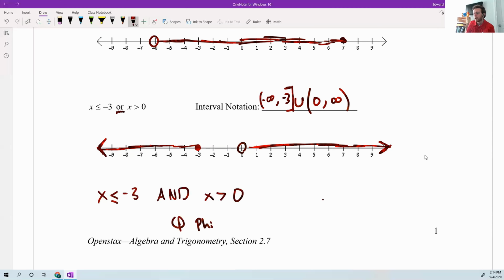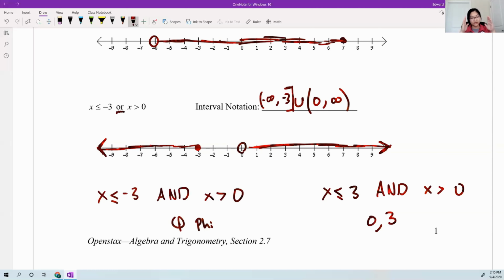How about this set? Just while we're at it, how about less than or equal to 3 and greater than 0? How do you feel about that? Well, I think that is entirely possible, because say 1 works: 1 is less than or equal to 3 and 1 is greater than 0. And if you take all the numbers between 0 and 3, that would still work. But then, can we include 0? I don't think so, because we are strictly greater than, and we can include 3, because we are less than or equal to 3.